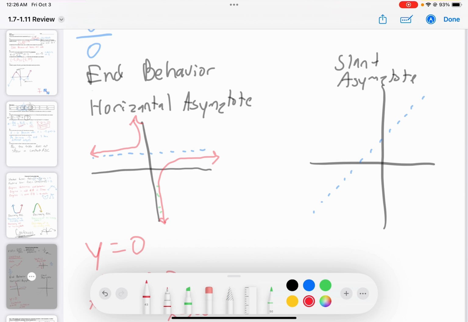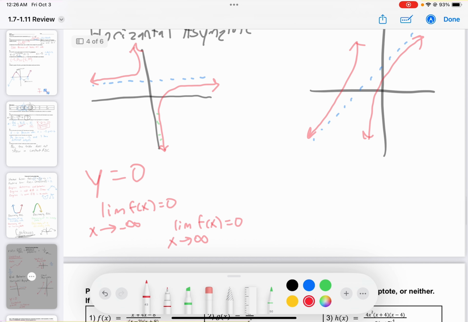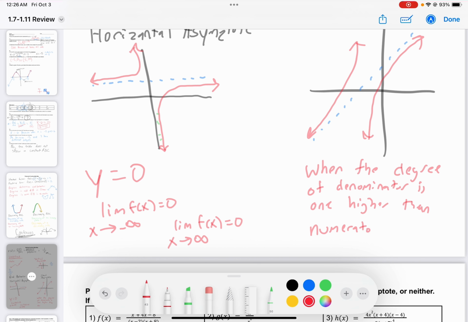All right. So I have a slant asymptote that I'm never reaching. I'm getting closer and closer to it forever, but never reaching it. When does this happen? When the degree of the denominator is 1 lower than the numerator. Because I'm getting a linear function, right?